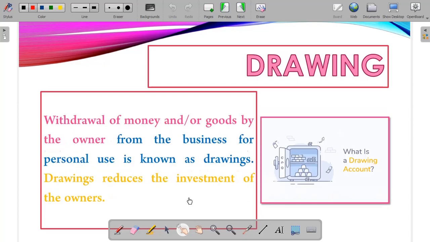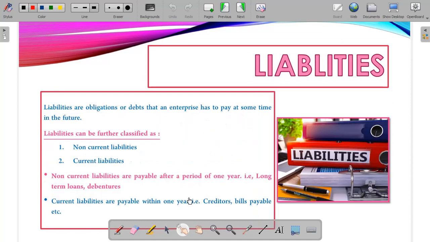The next term is drawing. What is drawing? Withdrawal of money from the business by the owner for personal use, right? If I have a business organization and I am withdrawing some amount of money from it for my personal uses, that particular sum of money is known as drawing. Basically, drawings reduce the investment of the owner, because they include personal expenses.